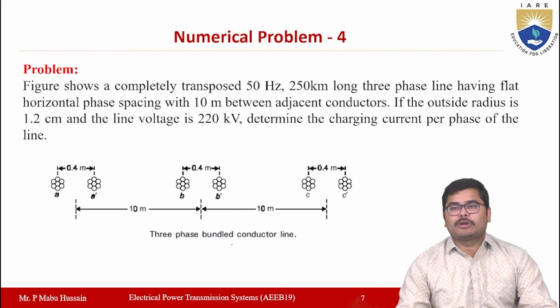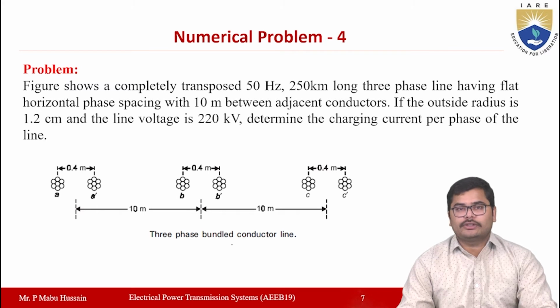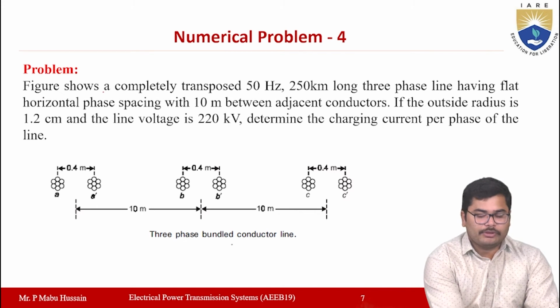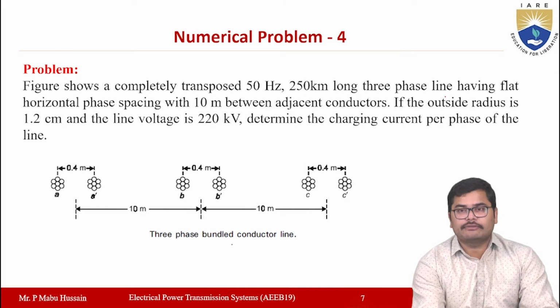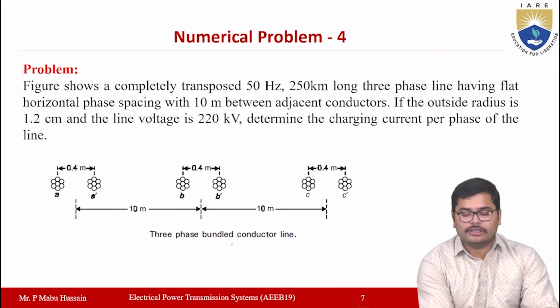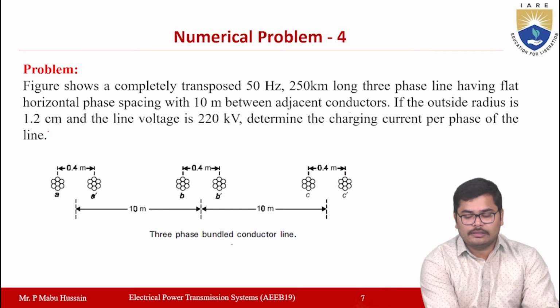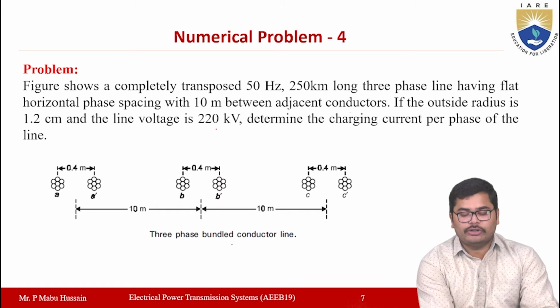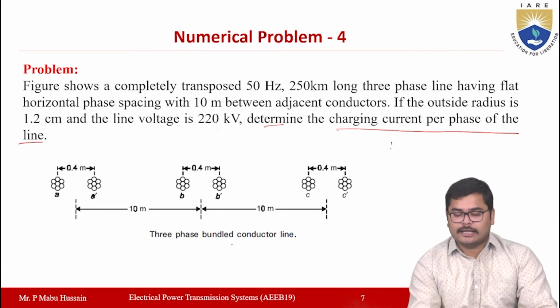Now let us see another problem. This problem is related to bundled conductors. Okay, so here, once read the problem. Figure shows a completely transposed 50 Hz, 250 kilometers long 3-phase line having flat horizontal phase spacing with 10 meters between adjacent conductors. If the outside radius is 1.2 centimeters and the line voltage is 220 kilovolts, determine the charging current per phase of the line. Okay, they asked to find out the charging current here.